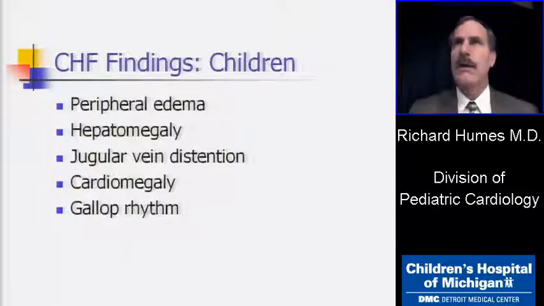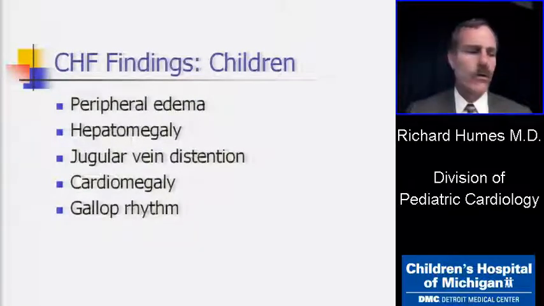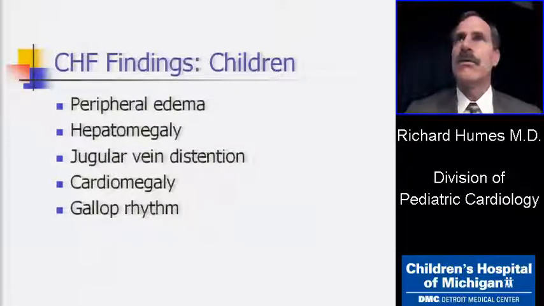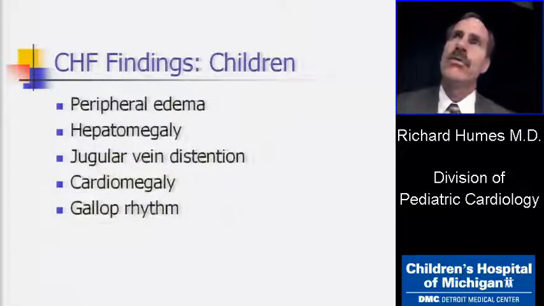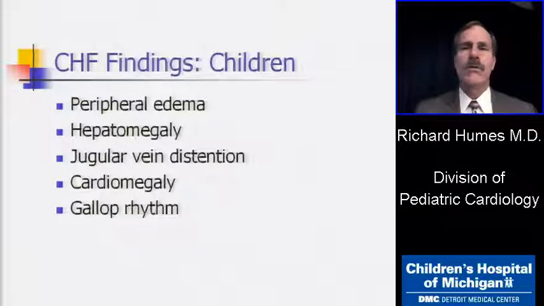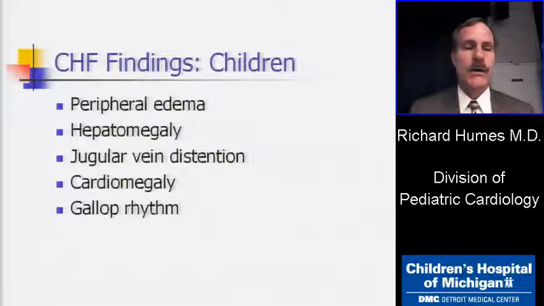Also, you can get peripheral edema, but this is an unusual finding in acute heart failure in children. Hepatomegaly is frequently present, however. Jugular venous distension, again, may happen, but is an unusual finding in children, and because smaller children tend to have a lot more fat in their neck, visualizing jugular venous distension can be somewhat difficult. Cardiomegaly on chest x-ray is part of that, and also you can sometimes hear a gallop rhythm.